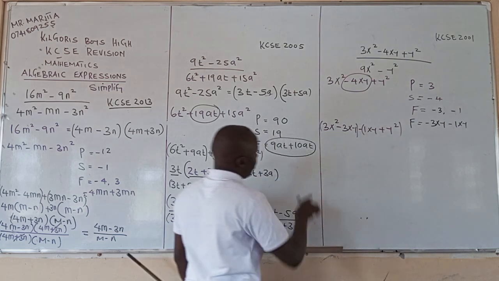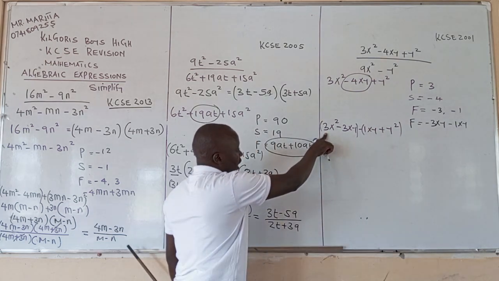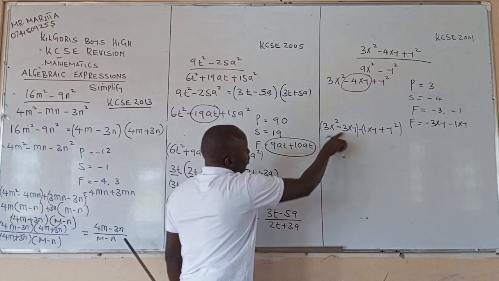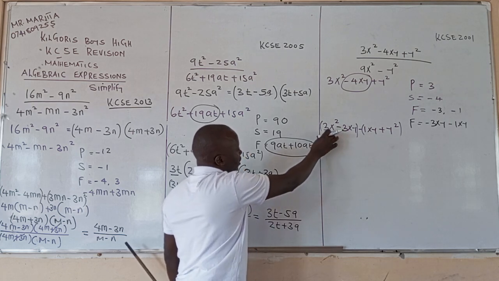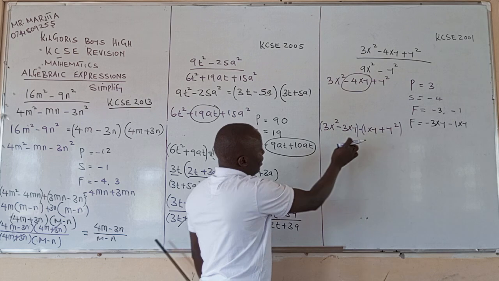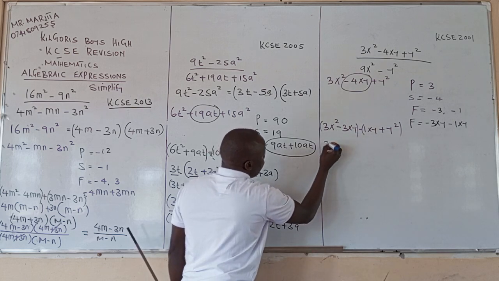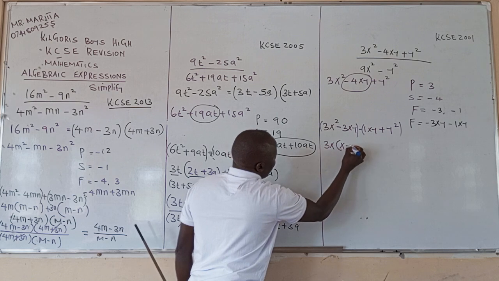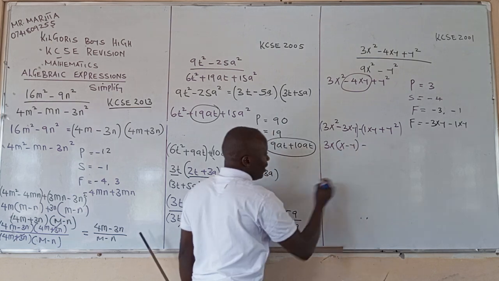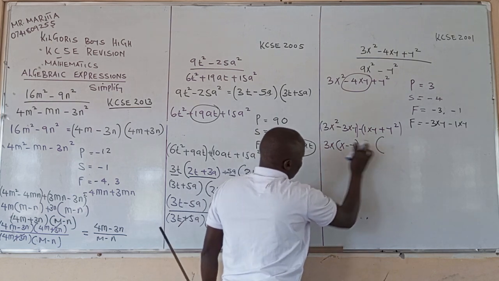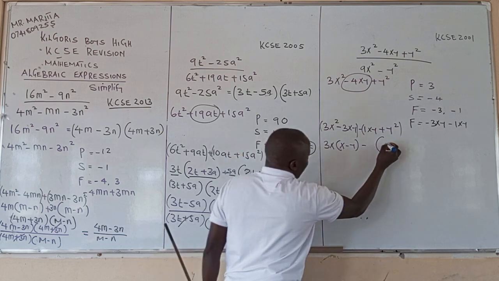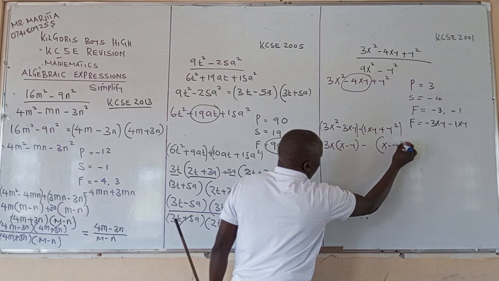So we have 3x squared, and then we have 3xy. 3x is the common factor. It can divide 3x squared, and then it divides 3xy. So we have 3x, then x minus y. Then minus, you can leave a small space here. You transfer x minus y here. So we have x minus y.